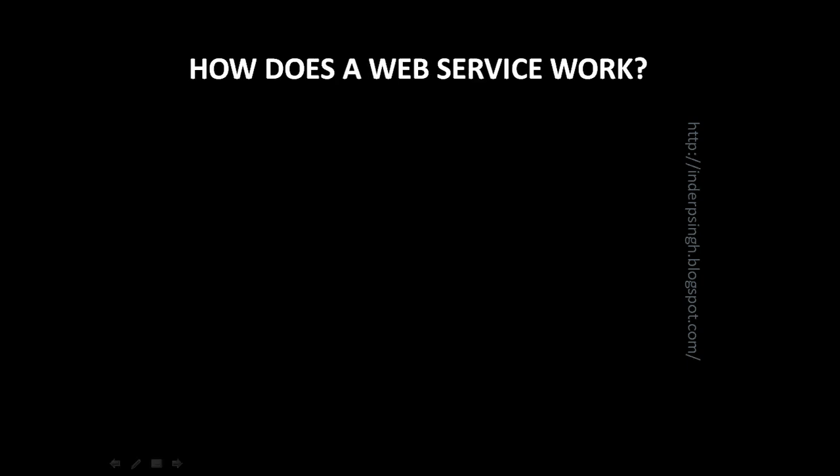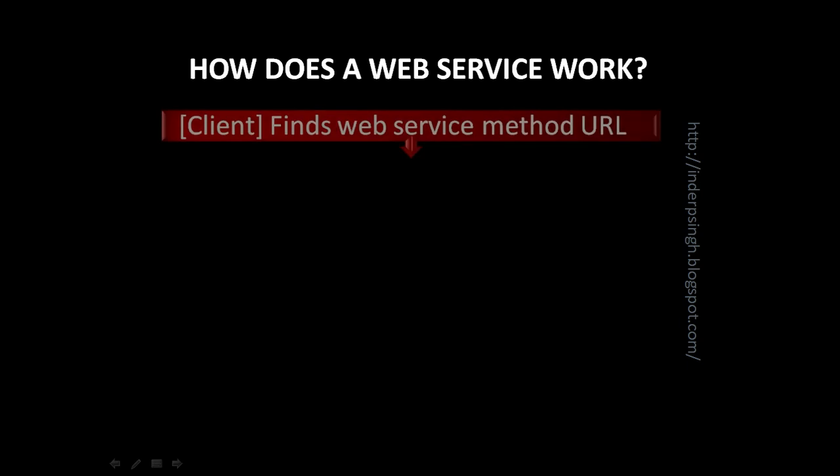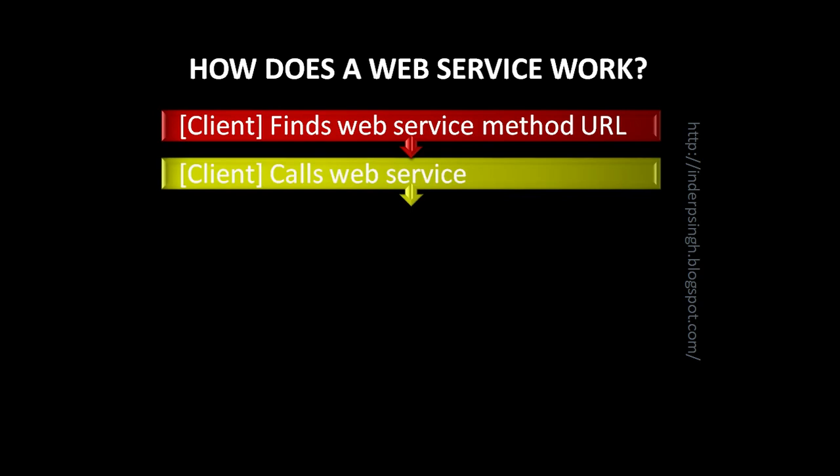How does a web service work? Step 1 is the web service client needs to find the URL of the web service method. This URL is available in the web service's WSDL. Step 2 is the web service call. The web service client sends a request in JSON or XML to the server web service endpoint with arguments, for example, city and state to get a weather forecast.